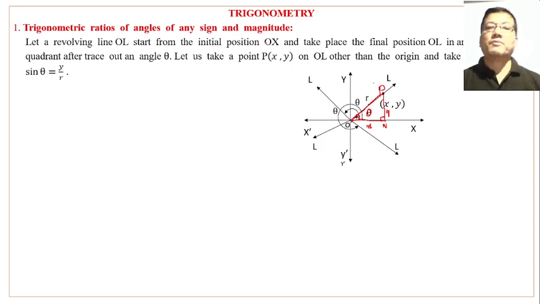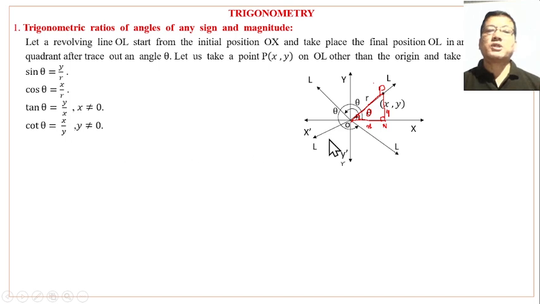Sin theta is perpendicular by hypotenuse, that is, y by r. Cos theta is base by hypotenuse, x by r. Tan theta is y by x, where x is not 0. If x is 0, then P lies on OY or OY dash, so tan theta is not defined.